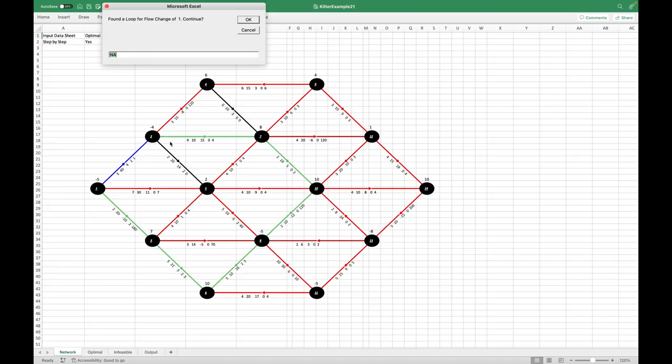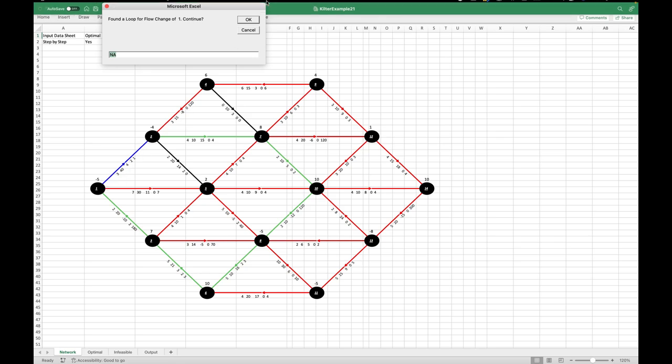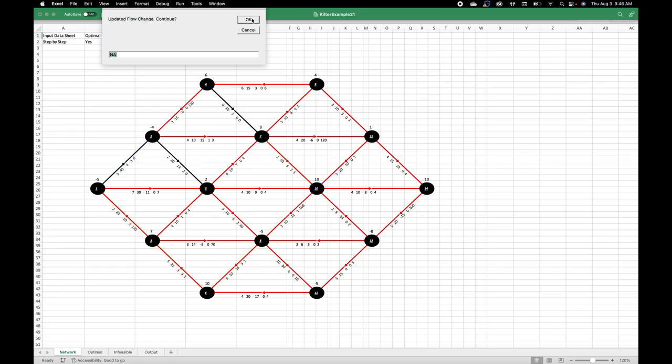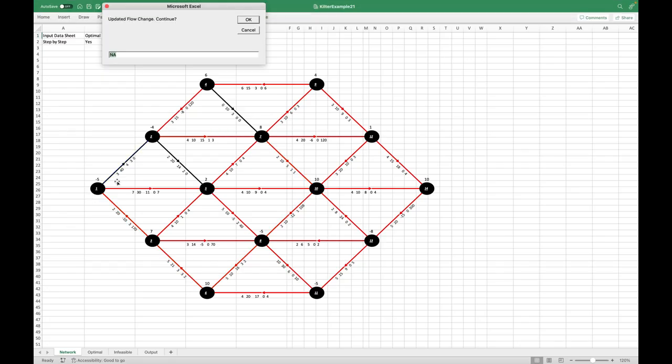And in the same way, it found a path where we could increase the flow by 1. And once we put the flow by 1, this arc becomes in kilter. So I do OK. And now it's black. So now it goes to the next arc that's not in kilter, which is 1 and 5.